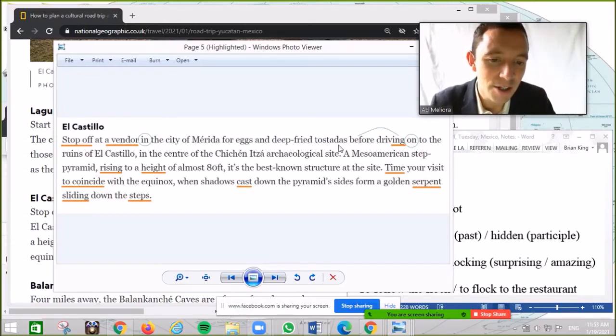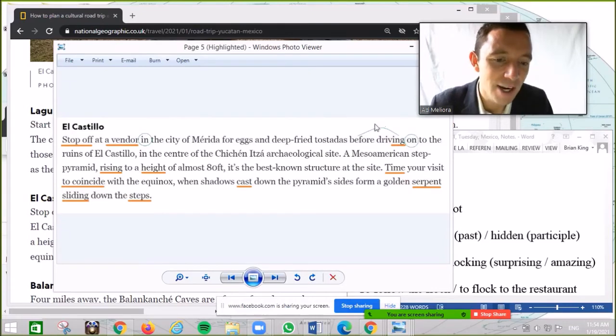For eggs and deep fried tostadas. Before, okay, the reason this is very interesting, because with the preposition before and the verb after, normally it's the gerundio. Before eating, before going, before having, before living, before driving. Okay, so after this before, the next verb normally is the ing. And here the preposition on is connected to driving. So you drive on, it's like to continue, because we say go on is to continue, walk on is to continue, drive on is to continue.